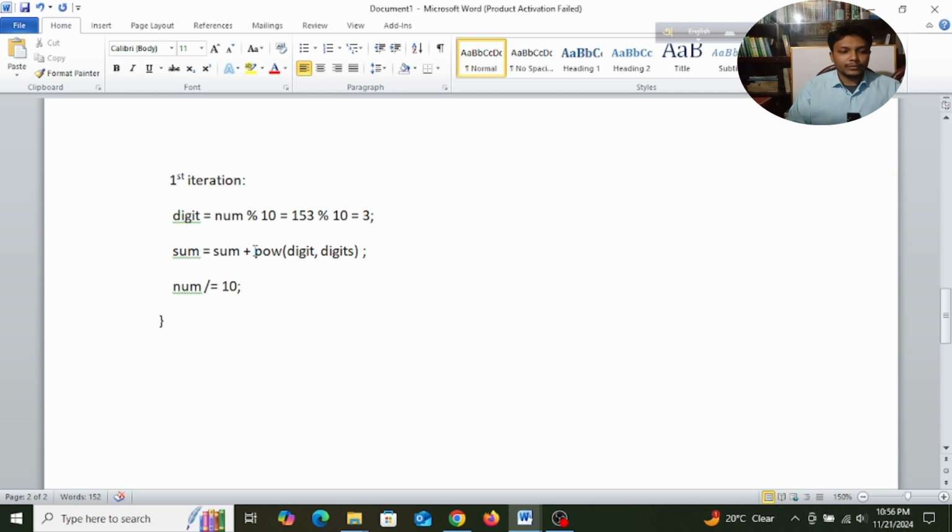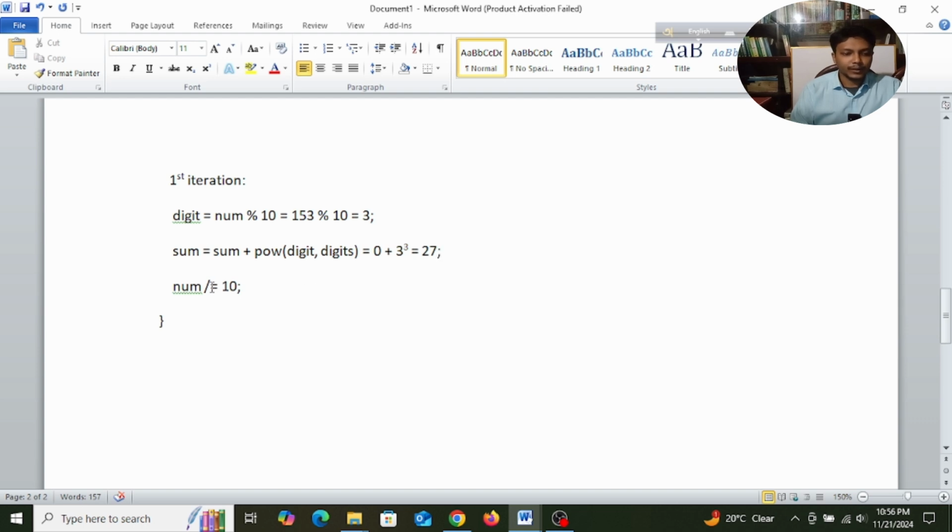So now if you do it, sum equals 0 plus power. Power is the inbuilt function of C programming, guys, and that means the digit 3 gets the power of the number of digits. So we have 3 here, and it will get 3 as a power, right? So here you can write 0 plus 3 to the power 3, cubed, so it will get 27. 27 plus 0 will be 27.